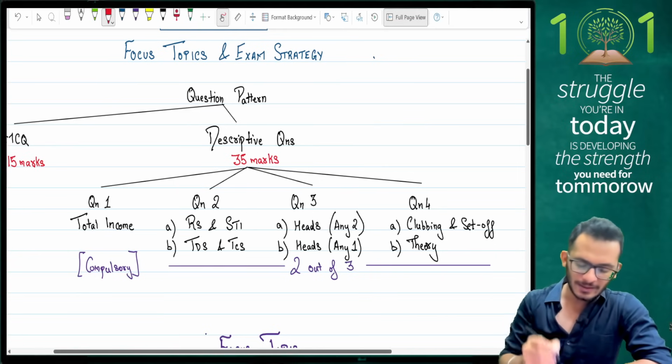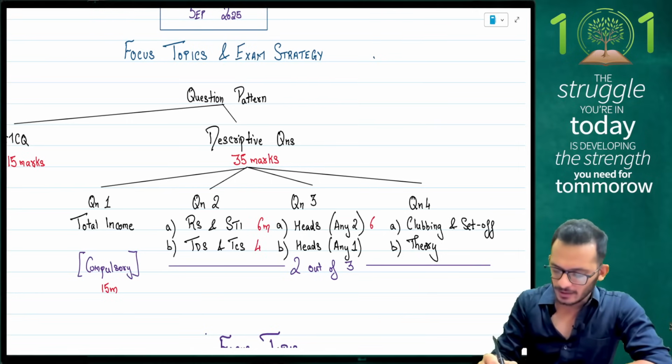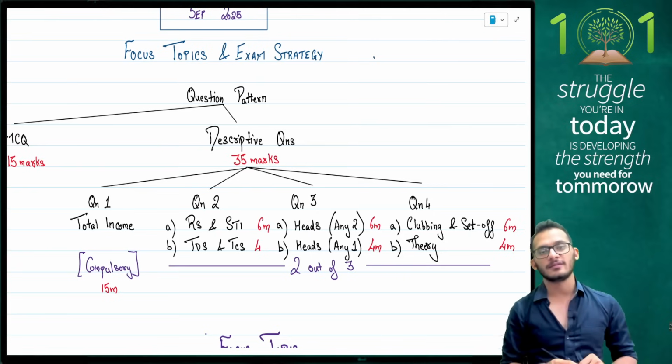So if you notice the paper pattern carefully, total income is going to come for about 15 marks. Your residential status comes for about 6 marks, TDS coming for about 4 marks, heads of income coming about 6 marks, the next head coming for about 4 marks, clubbing and set off together coming for 6 marks, and then theory coming for 4 marks. This is what your exam pattern is going to look like.